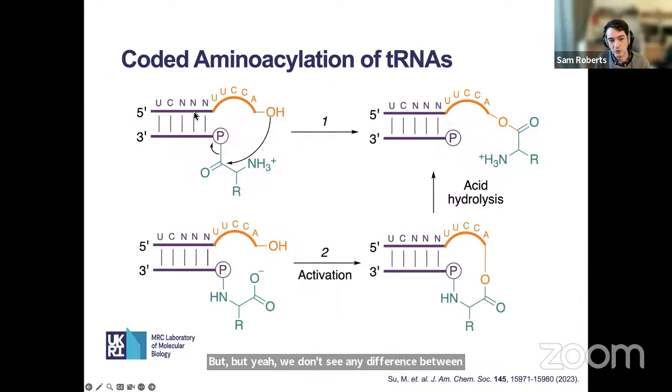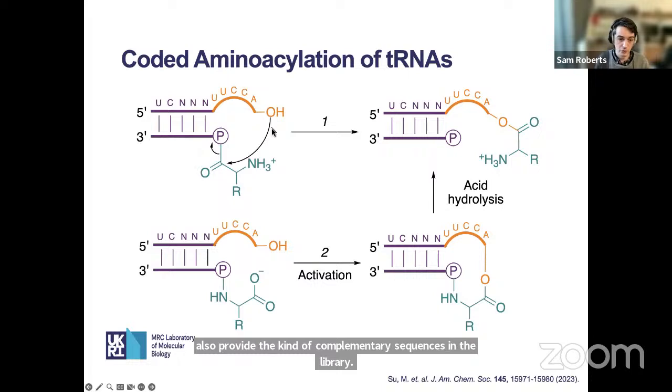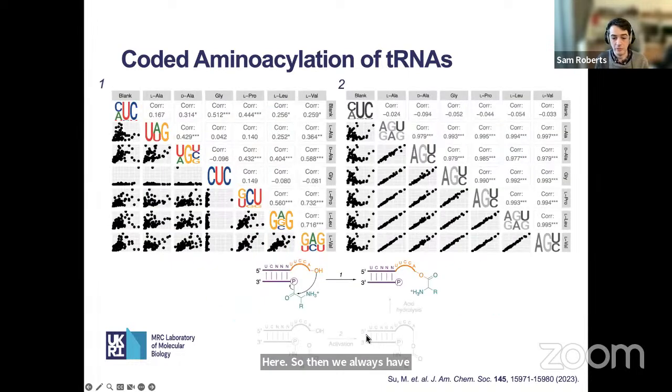Things get really exciting though when we start looking at changing the stem here. So again, this time we fix the overhang, but have a library of different sequences in the stem region here. But we also provide the complementary sequences in the library here. So then we always have this duplex phenomenon. And unfortunately, the chemistry that I was working on again shows essentially a rising tide lifts all boats, where AGU is the winning sequence across all amino acids.